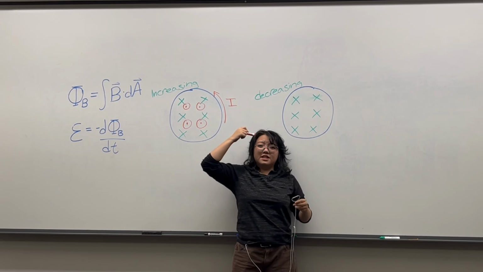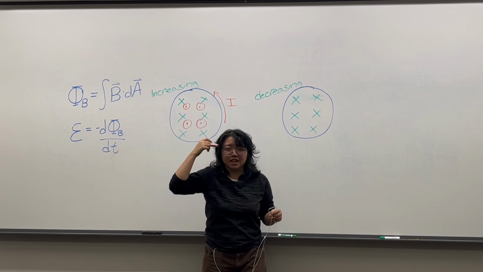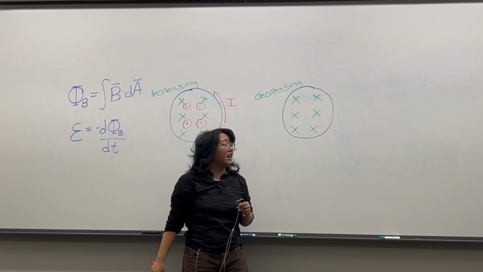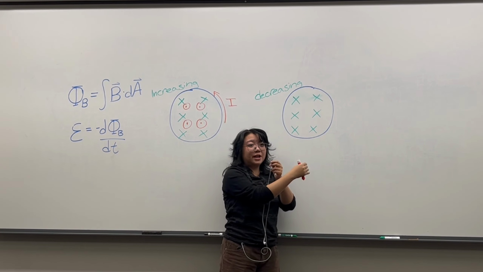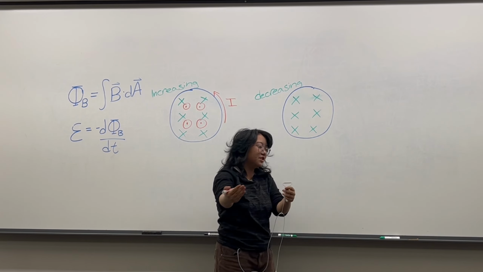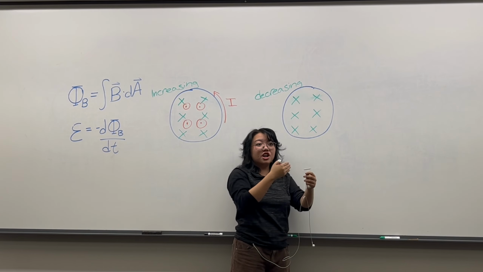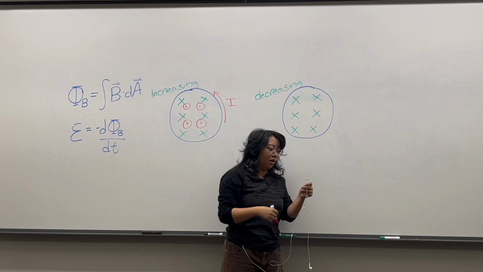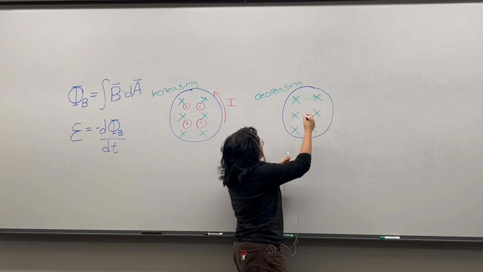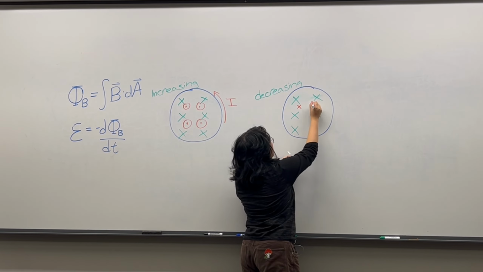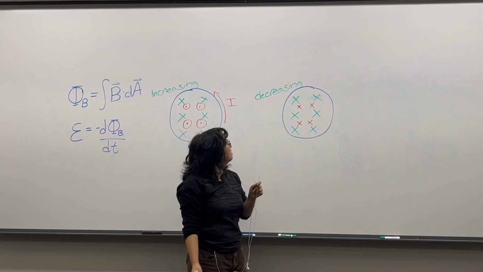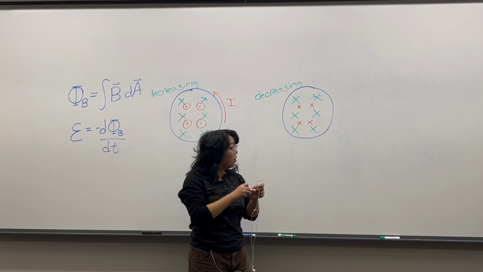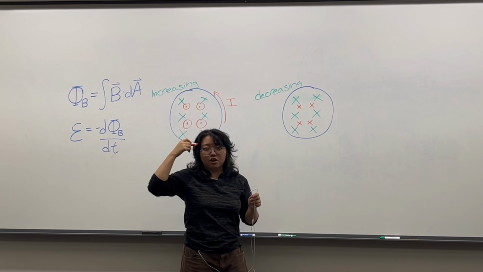Let's think back to what Lenz's law says. Lenz's law says, this is decreasing into the page, so I have to induce a magnetic field into the page to try and keep things the way they were. So we know that the induced magnetic field also has to be going into the page. Now let's figure out what that means for the current.